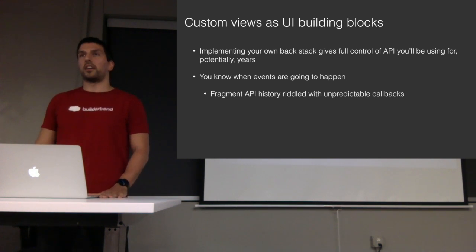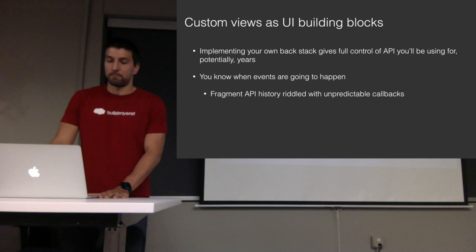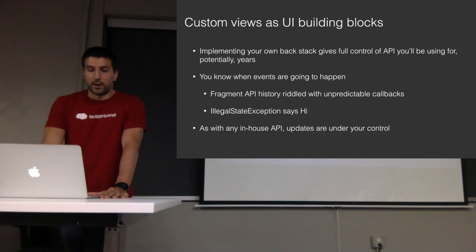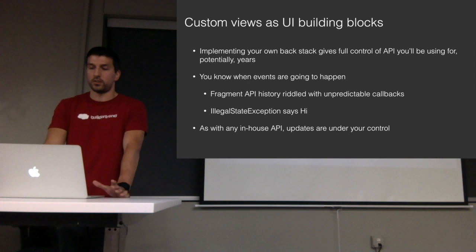You can't do certain things after, like, a fourth lifecycle event. You can learn it, but why? I don't understand why it needs to be that complicated, and it really doesn't. An illegal state exception is the big one. If you ever search for fragment issues, you will definitely find a lot of questions on that. And as with any in-house API, updates are under your control. If something's not working the way it should or needs to, you can change it.